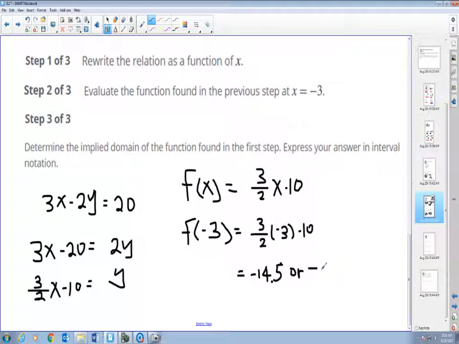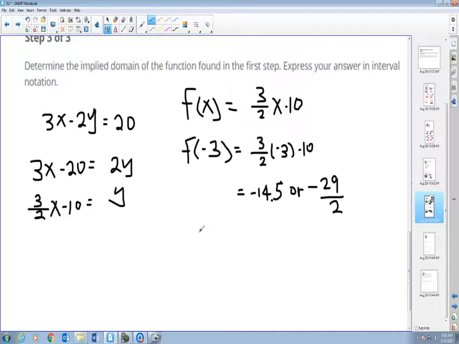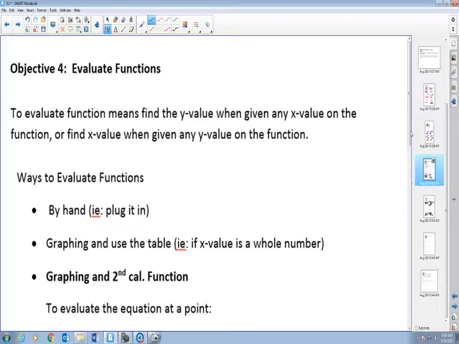Negative 29 over 2. So that all depends on what the homework wants, either a decimal form or fraction form. Alright, so since this is a straight line, when you graph it, my domain has to be from negative infinity to positive infinity, just like the first one I did earlier right here.